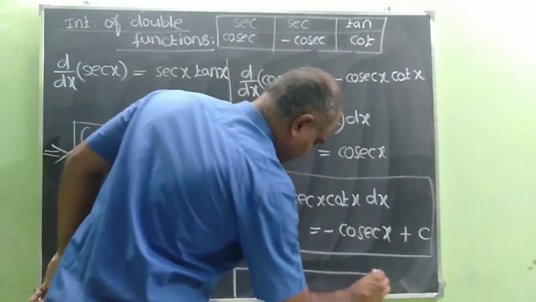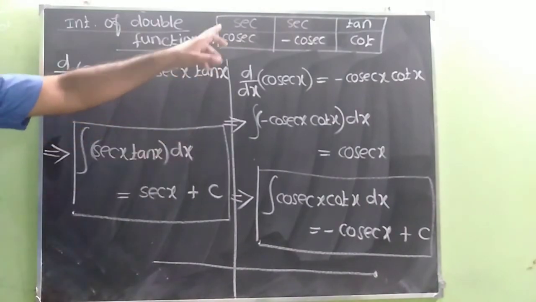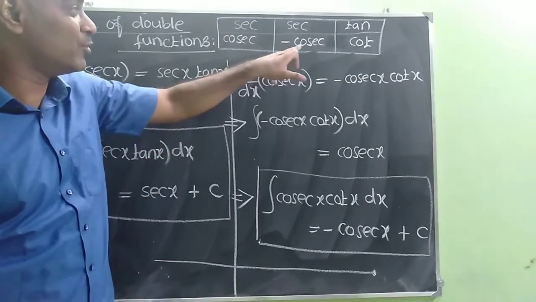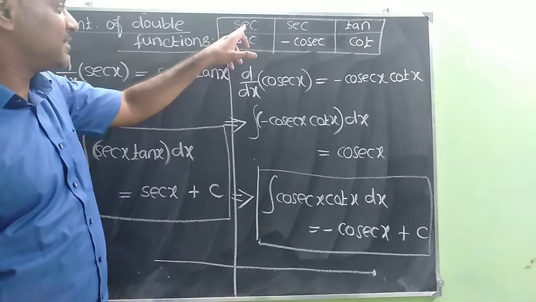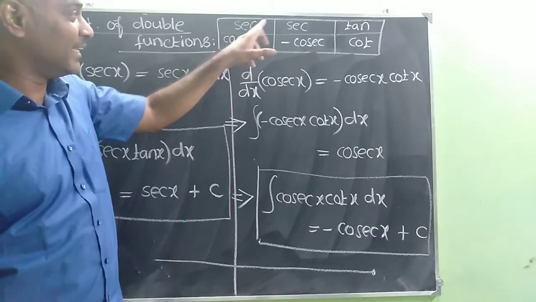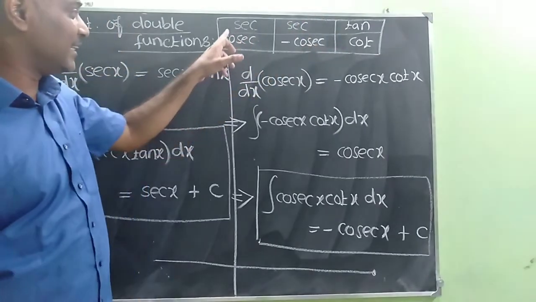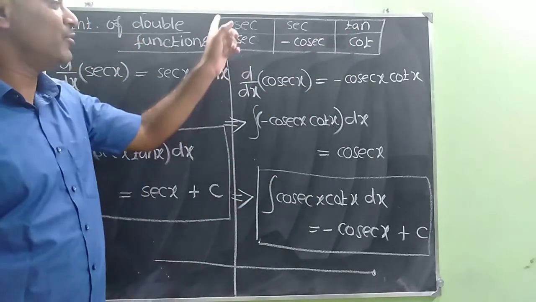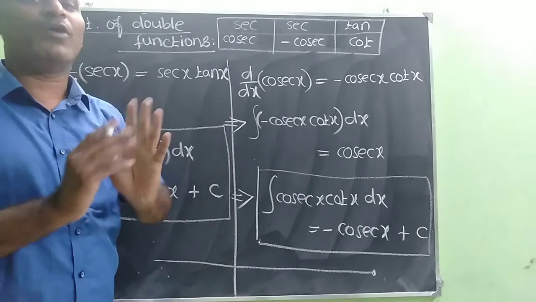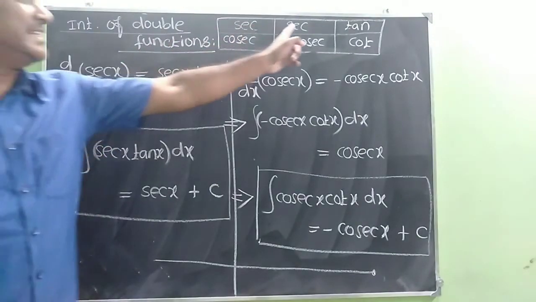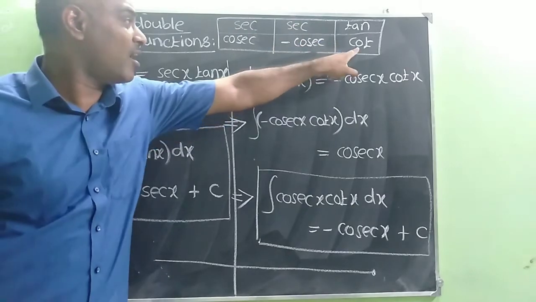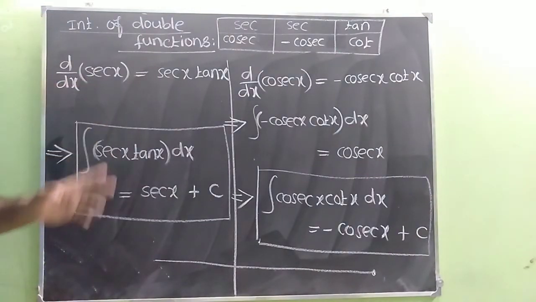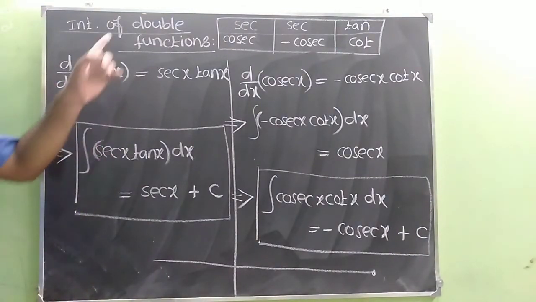So that's all. See here, we get integration of tan x secant x equals secant x. Integration of cot x cosecant x equals minus cosecant x. Next, integration of secant squared x equals tan x. Integration of cosecant squared x equals minus cot x. So using this table, you can tell the four formulas. Integration of secant x tan x is secant x. Integration of cot x cosecant x is minus cosecant x. First two are the single functions. Next four formulas are double functions.